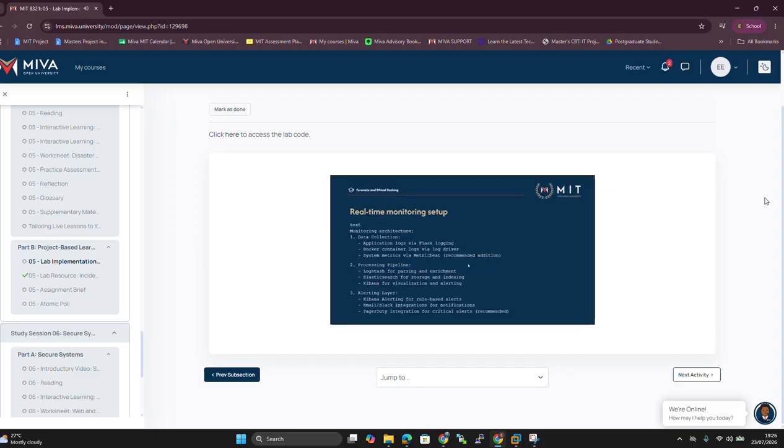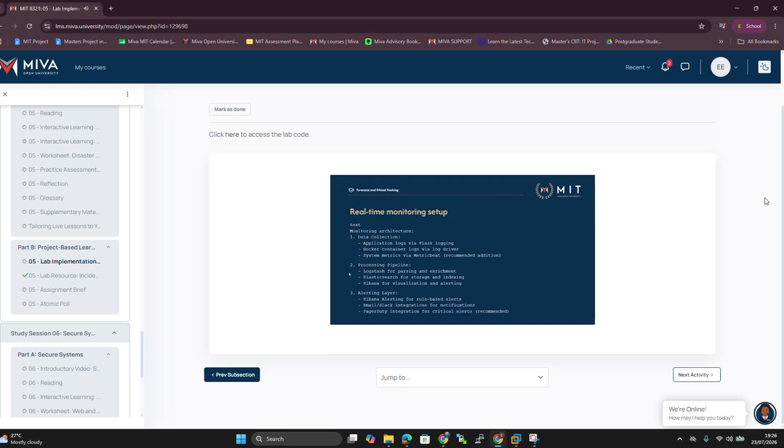For real-time monitoring setup, again, a number of steps have been provided here for us to look at. So for the monitoring architecture, what we mean is where you put up a structure to provide monitoring for the system, either by creating alerts or looking at the logs or visualizing, manually or automatically. So first of all, we have to collect data. We call it data collection.